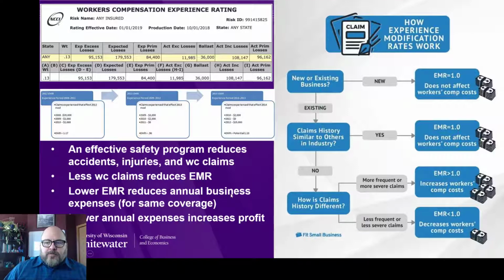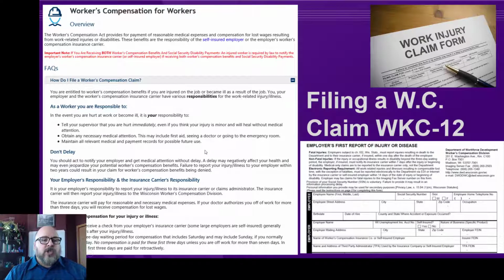Real easy, right? So here's just what I talked about with the experience modification rate. Over on the left, you can look at some of the numbers and how it all works out. If a company has an effective safety program, then they're reducing the occurrence of accidents, injuries, and comp claims. With fewer comp claims, you get a lower EMR over time. The lower EMR reduces the annual business expenses, the cost to operate the business for the same coverage. That's important. That lowers the annual expenses, and that increases profit. So that's how it works, though it's not direct dollar to dollar, if you're good at accounting, you can show.